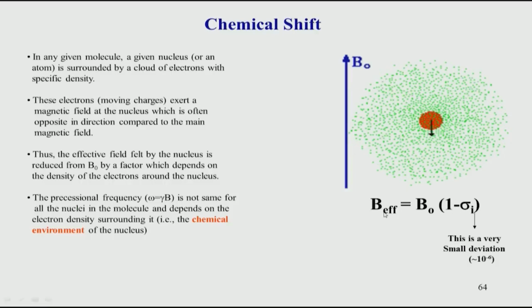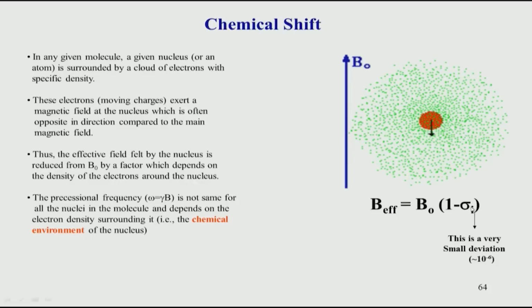So, you can see now what happens is that this nucleus does not experience B0; it experiences an effective magnetic field, and that effective magnetic field is given like this, where this is the main magnetic field and this is the shielding factor. Suppose shielding is 0, if there is no shielding, then this term becomes 0 and B effective becomes equal to B0. So, basically that is the main magnetic field.